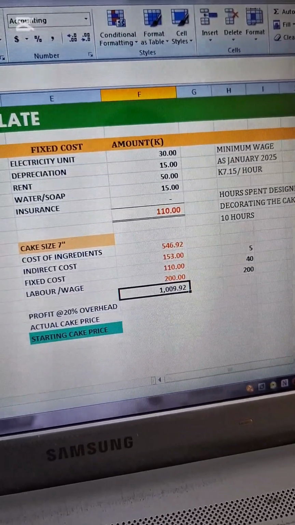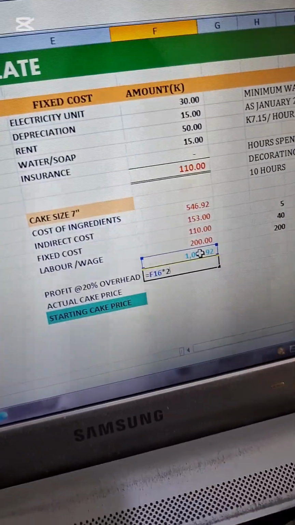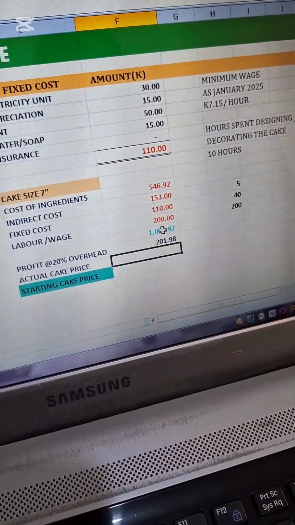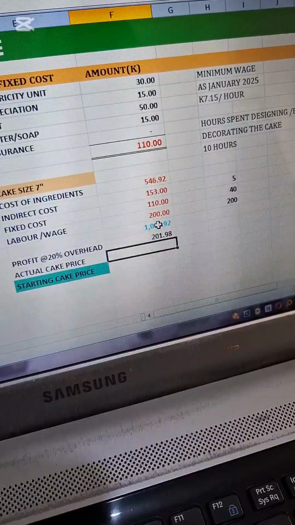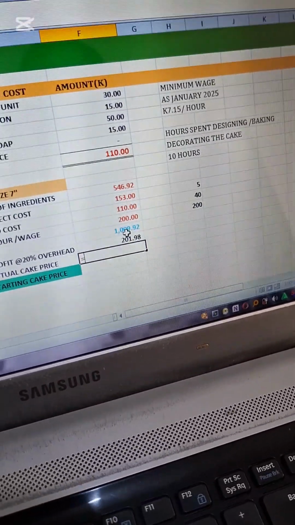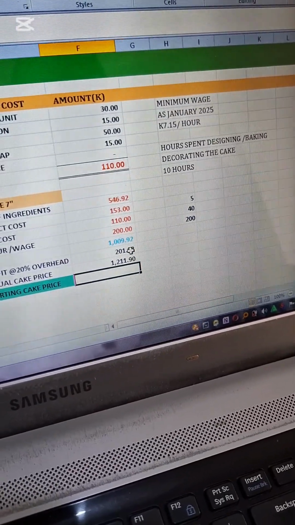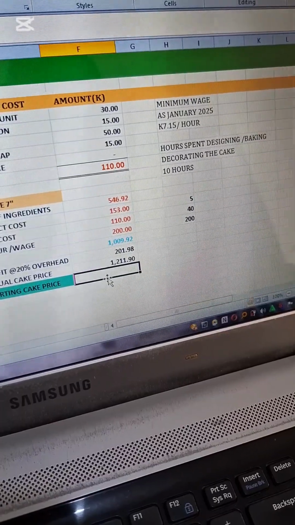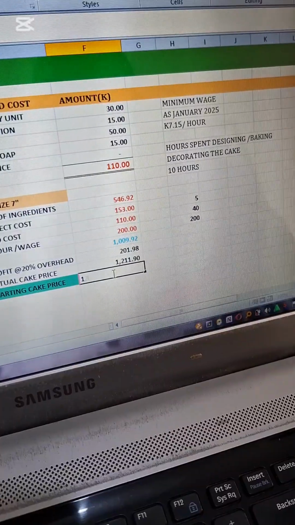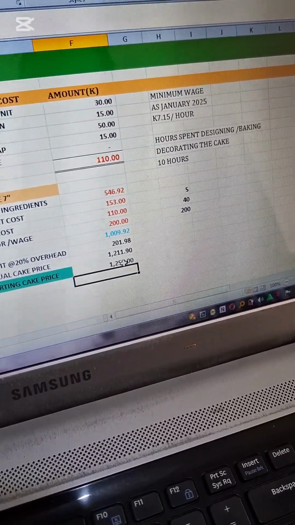And for profit, it will be 20% of overhead, and that will give us about 201.98. And I'm just going to sum up the totals to have the actual cake price. So we have 1,211.98. So I just like to round it off, inclusive of withdraw charge, to 1,250 kwacha.